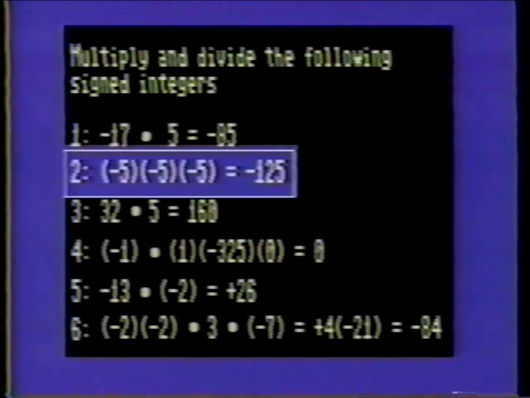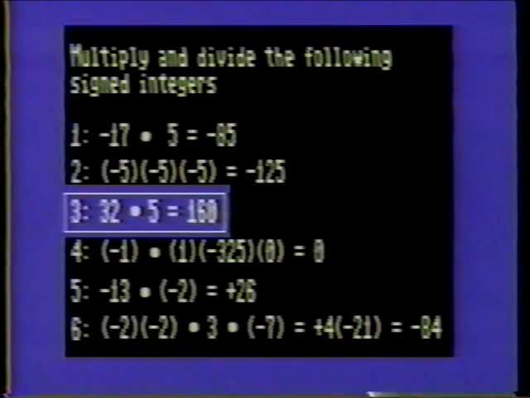Number 2. An uneven number of negative signs in an equation makes the final result negative. Thus, without solving the problem, we know the solution will be negative because it contains an uneven number of negative signs. Negative 5 times negative 5 times negative 5 is negative 125.